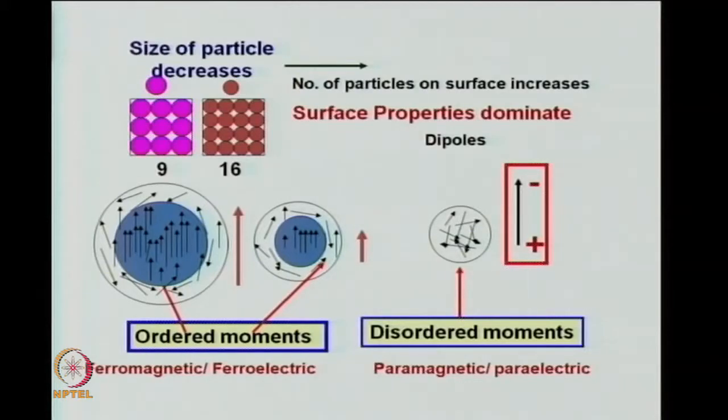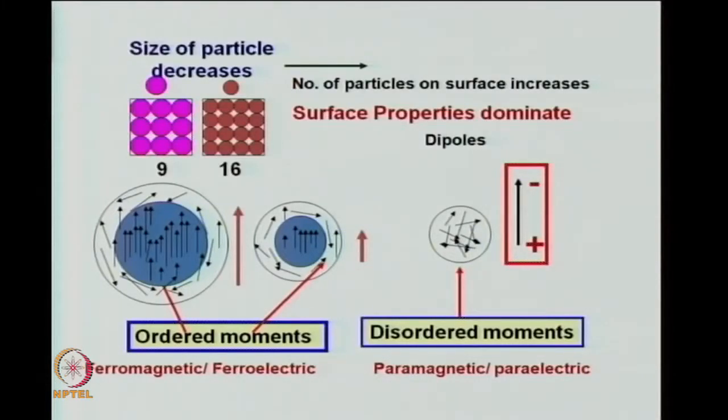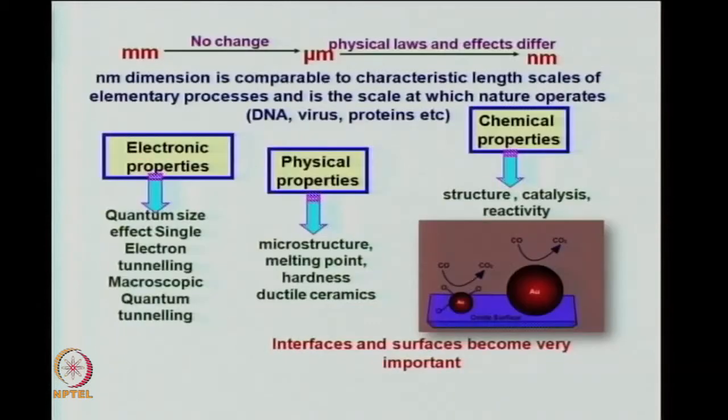So, as I explained to you why these properties of surfaces dominate as the size of the particle decreases, and the disorder of the dipole also increases as the size of the particle decreases. So, these two properties are depicted, and you can see that for the same area, if you have a smaller sized object, you will have more number of particles to cover the surface, and similarly if you have a smaller sized particle, the bulk which has ordered moments reduces in dimension, and the number of disordered dipoles are increasing as the dimension of the particle decreases.